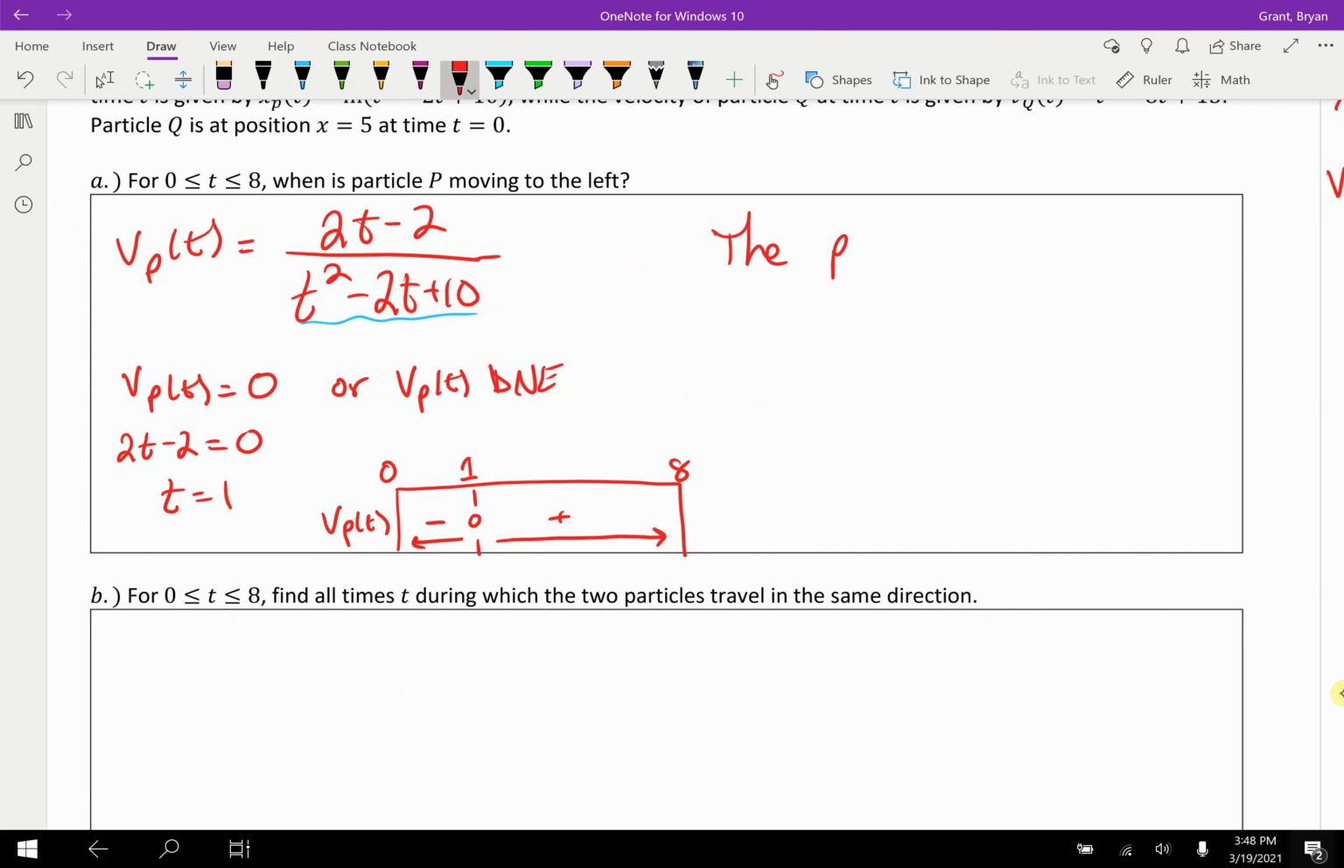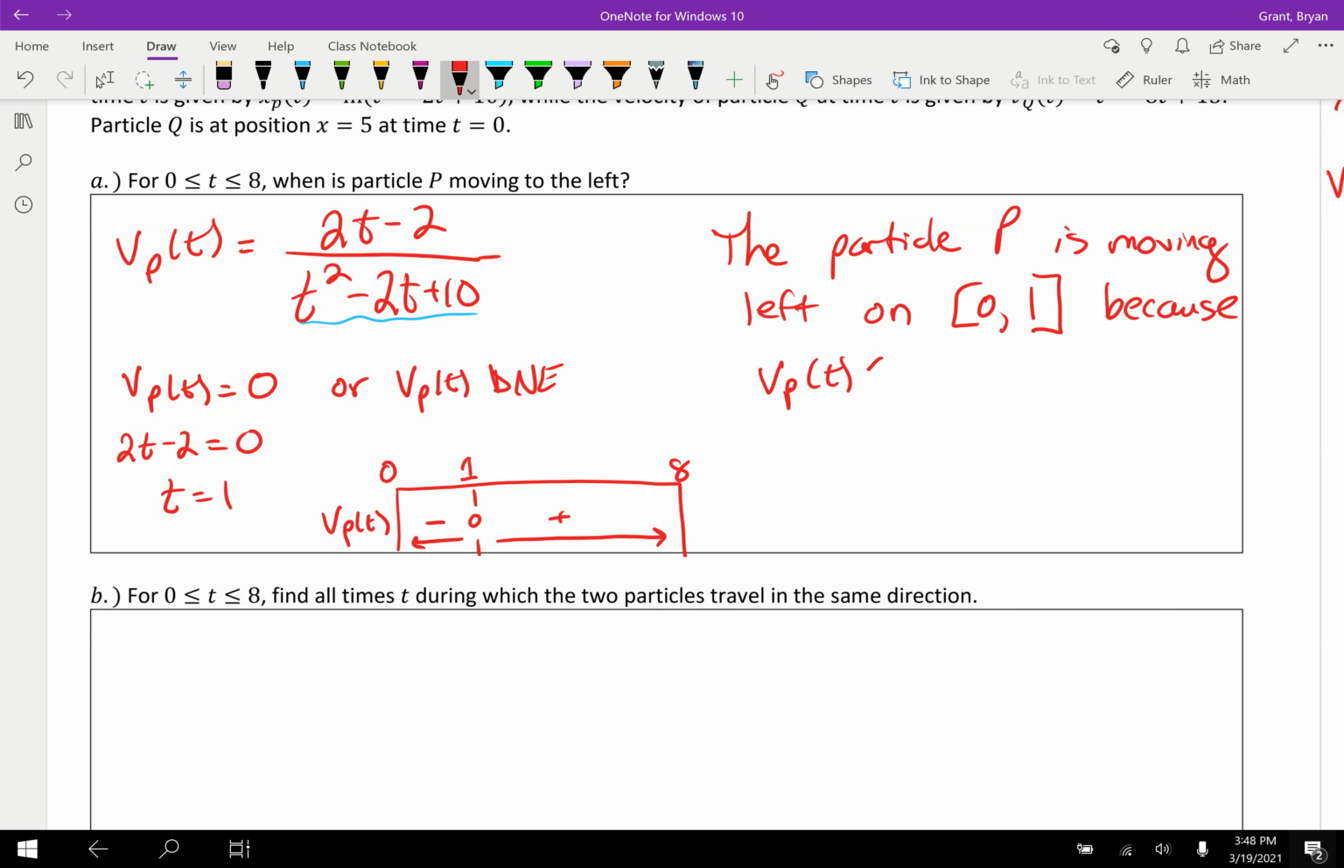All right, so when is the particle moving to the left? I always like to restate the question, so you know you're getting the verbiage correct. The particle P is moving left on 0 to 1, closed or open brackets, doesn't matter, because, how did we know that? Because V sub P of T was less than 0. Could you have said because the velocity of particle P is negative? Sure, that's totally fine as well.